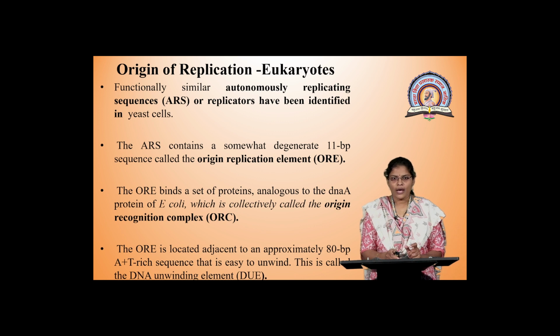The ORE is located adjacent to an approximately 80 base pair AT-rich sequence that is easy to unwind. AT contains only two bonds and GC contains 3 bonds. That's why the AT-rich region will break easily, and this is called the DNA unwinding element, that is DUE.